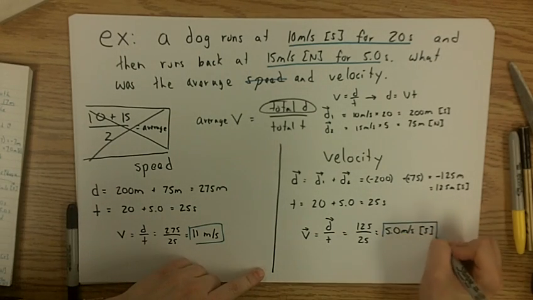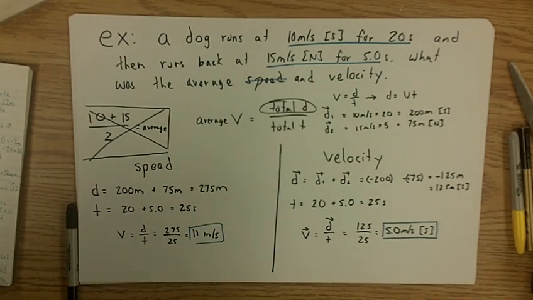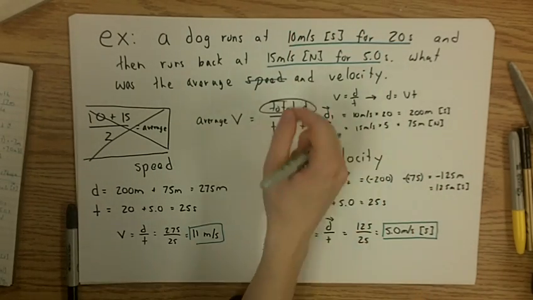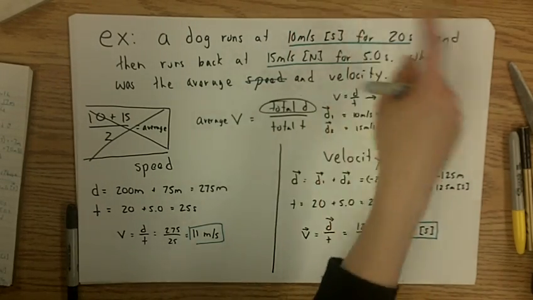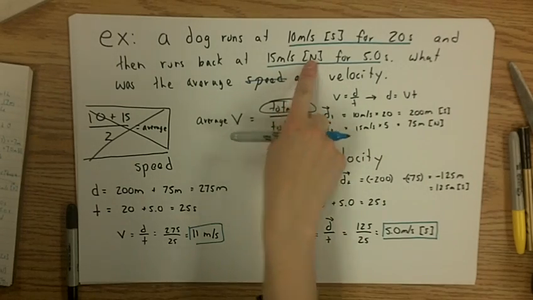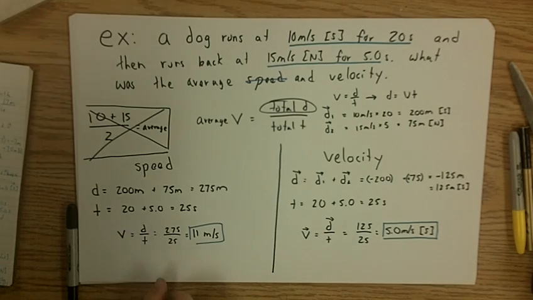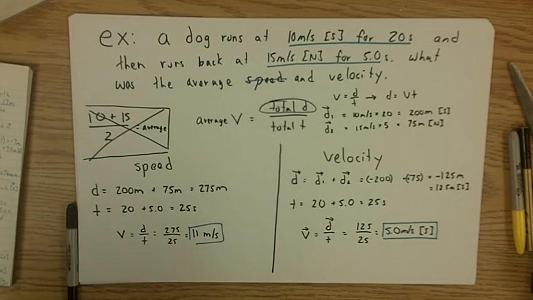When you want to calculate the average speed or velocity, and you're given two different speeds or velocities, you have to find the distance traveled in the first, the distance traveled in the second, and then find the total distance or displacement traveled, so you can calculate it using v equals d over t.